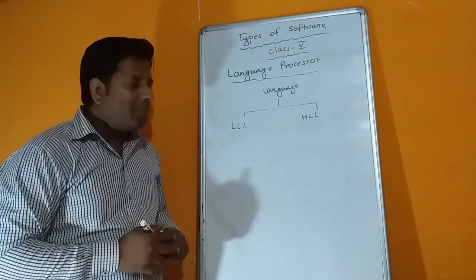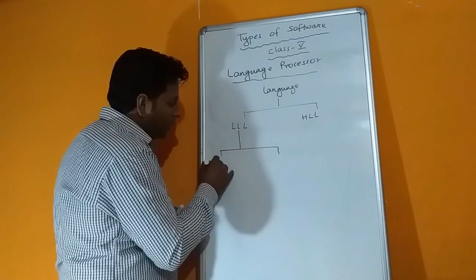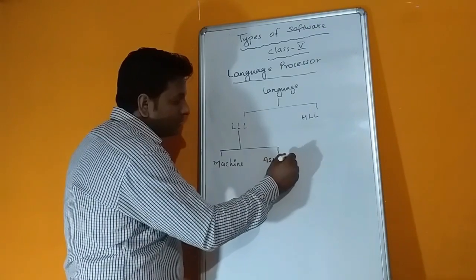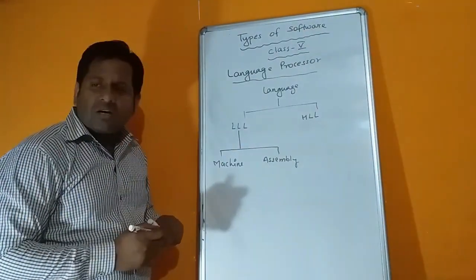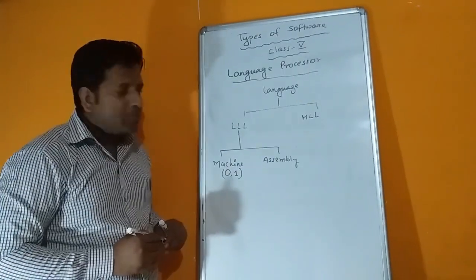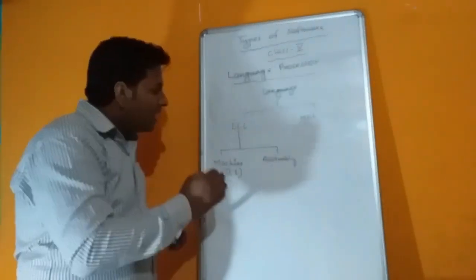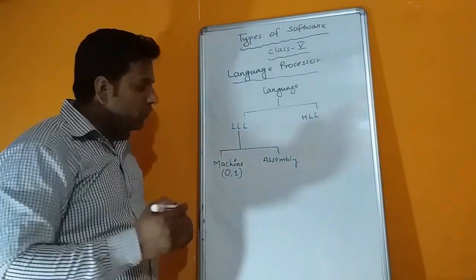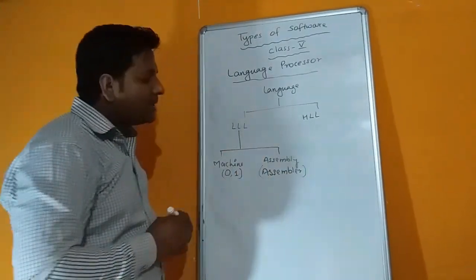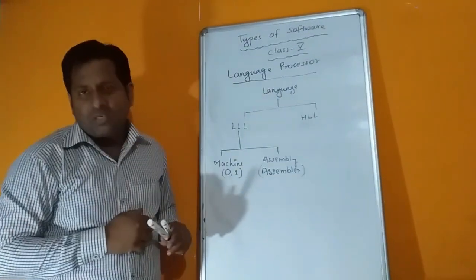So low level languages are machine understandable languages which are again categorized in two different parts. One is machine language, another is assembly language. Machine language is directly understood by the computer and consists of 0 or 1. Whereas assembly language is a set of symbolic codes, and to make the computer understand assembly language we need an assembler. This assembler is also known as a translator, which translates the assembly language into machine language.